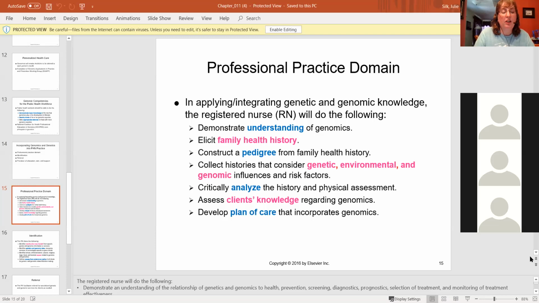They should be able to collect personal health and developmental histories that consider genetic, environmental, and genomic influences and risk factors. They should also be able to critically analyze the history and physical assessment findings for genetic, environmental, and genomic influences and risk factors. They should be able to assess patients' knowledge, perceptions, and responses to these things, and also develop a plan of care that incorporates genetic and genomic assessment information.